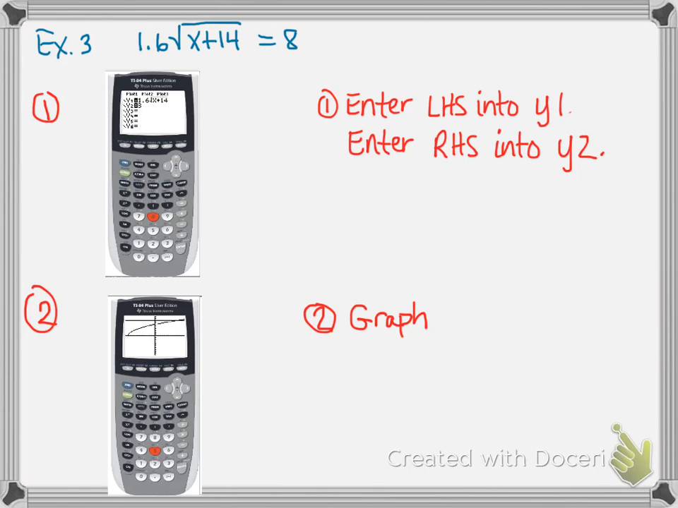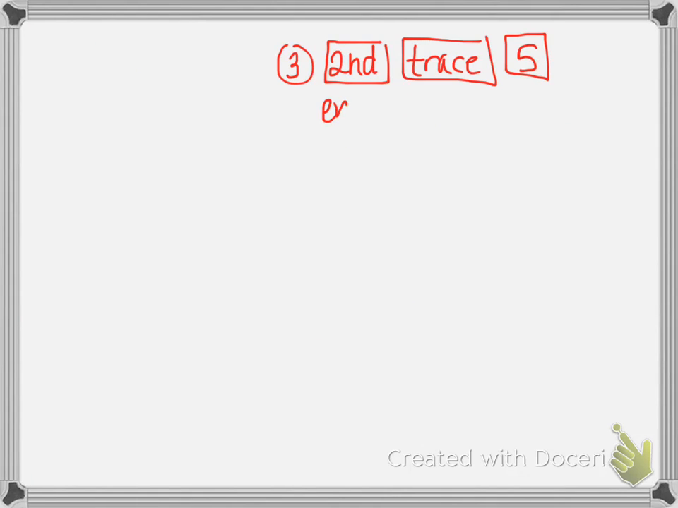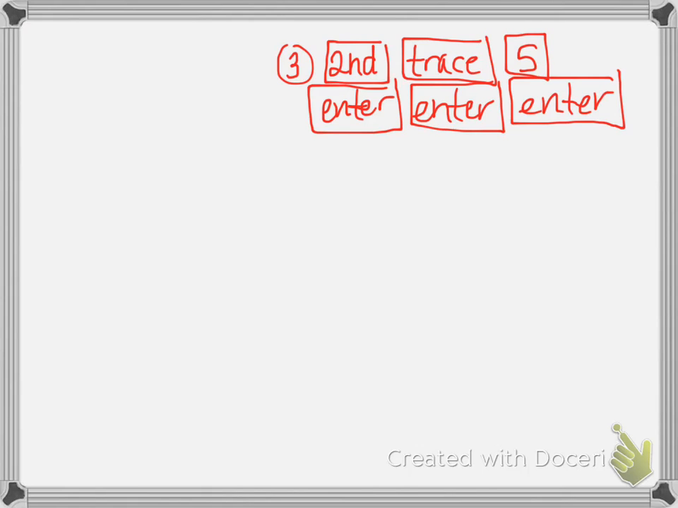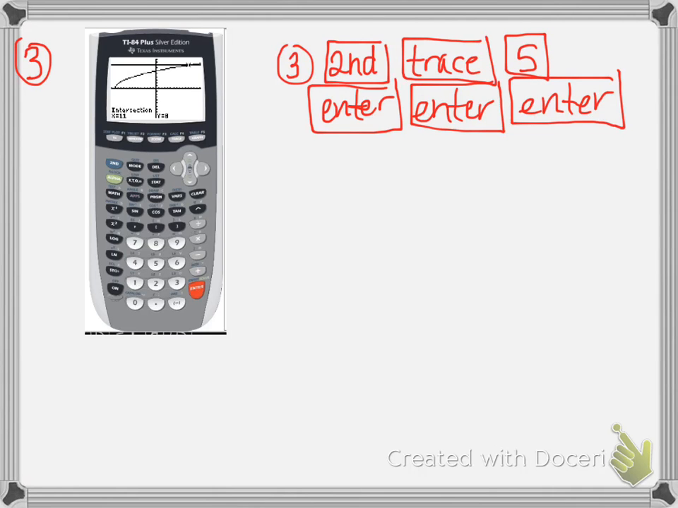So in the graph, we need to make sure that the window that we're using to view the graphs allows us to see where the graphs intersect. We can see this. So then we're going to go into the calculate menu. We're going to hit second trace, and then we're going to choose number 5, which is intersect, and then hit enter, enter, enter. And it will find the point of intersection for us. It's right here at x equals 11. So x equals 11 is the solution to our equation.